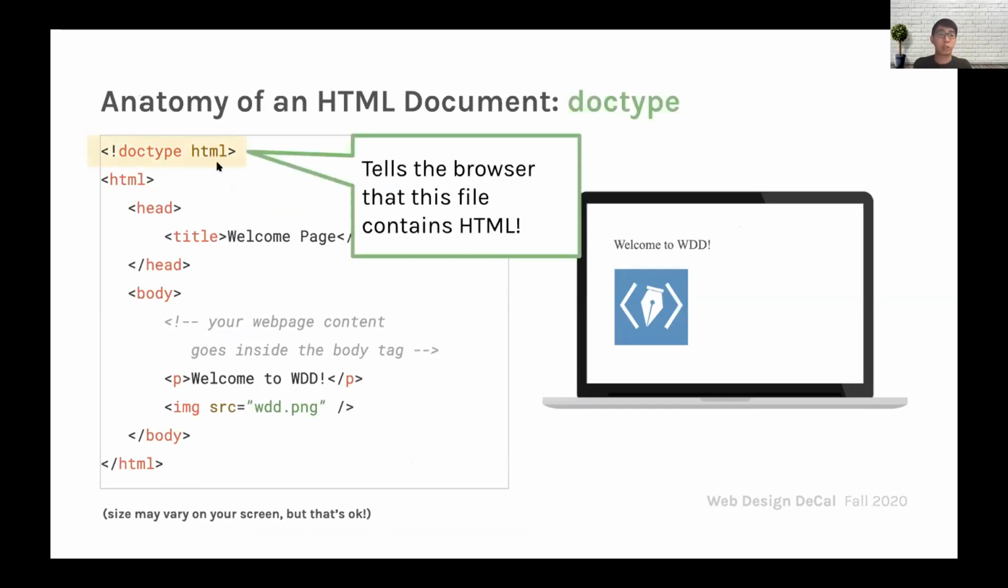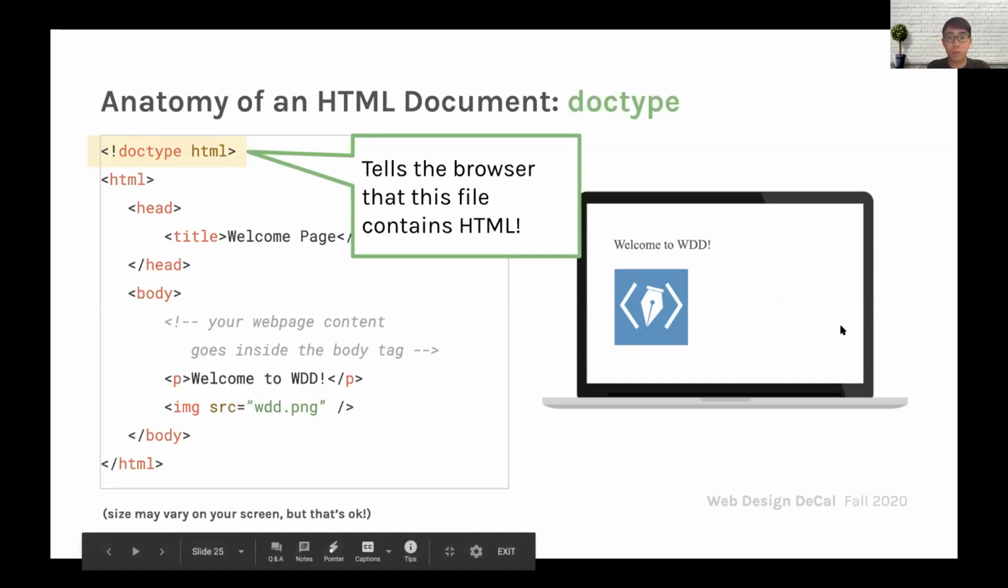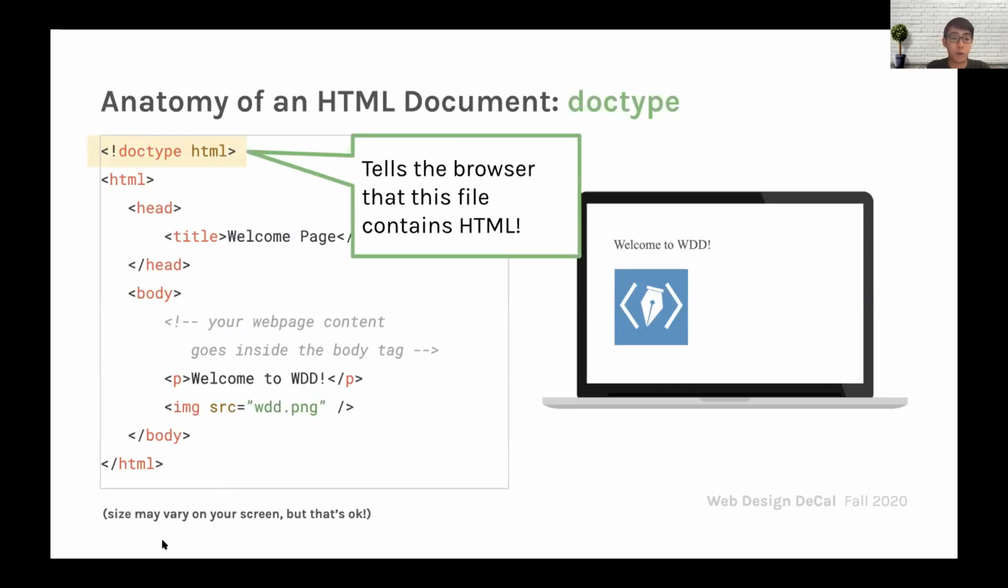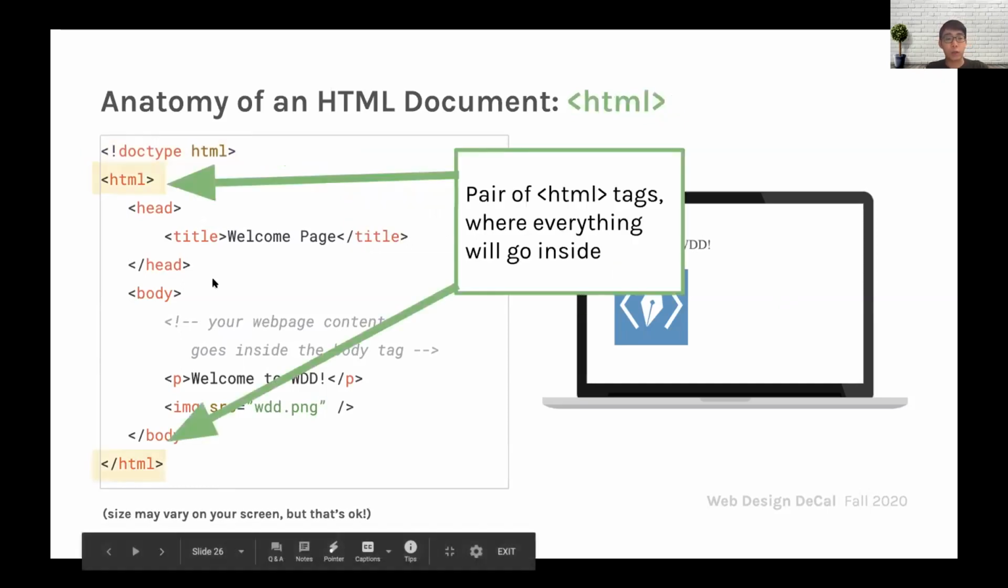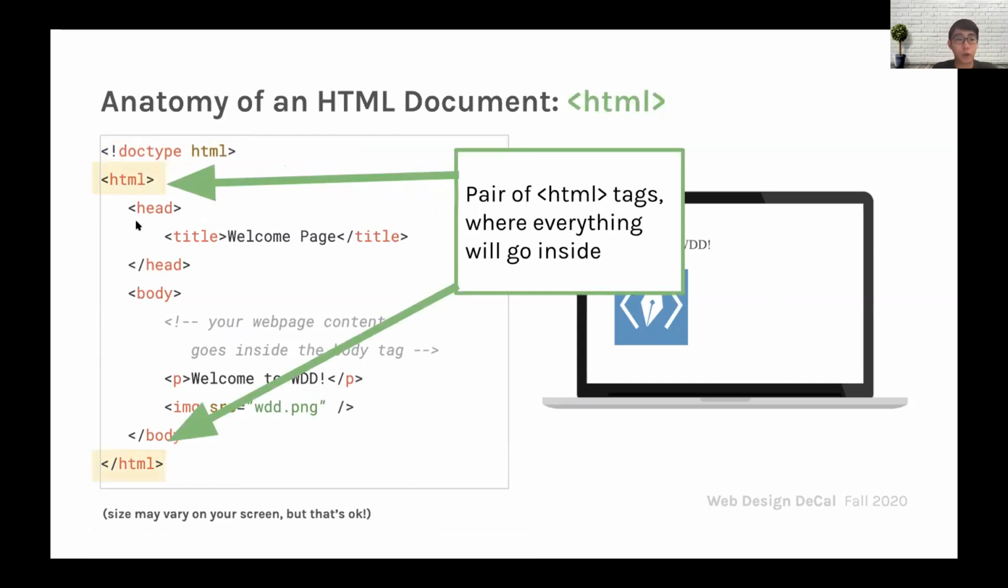So the first line of every HTML file uses this doctype HTML line. This tells the browser that everything in this file is HTML, and while you probably would be able to render it on most modern browsers without this line, it is pretty important for accessibility reasons to always include it in every HTML file. Now, the second thing you see is two HTML tags, which tells the browser that everything inside of here is HTML code.